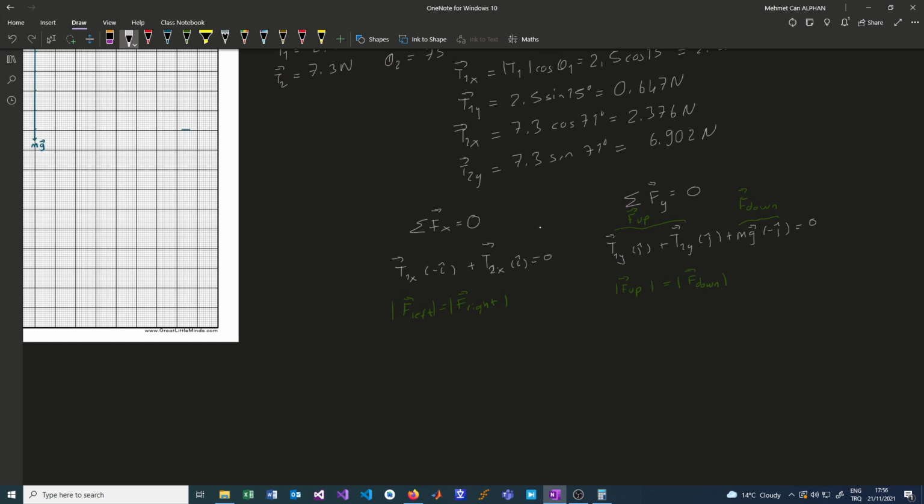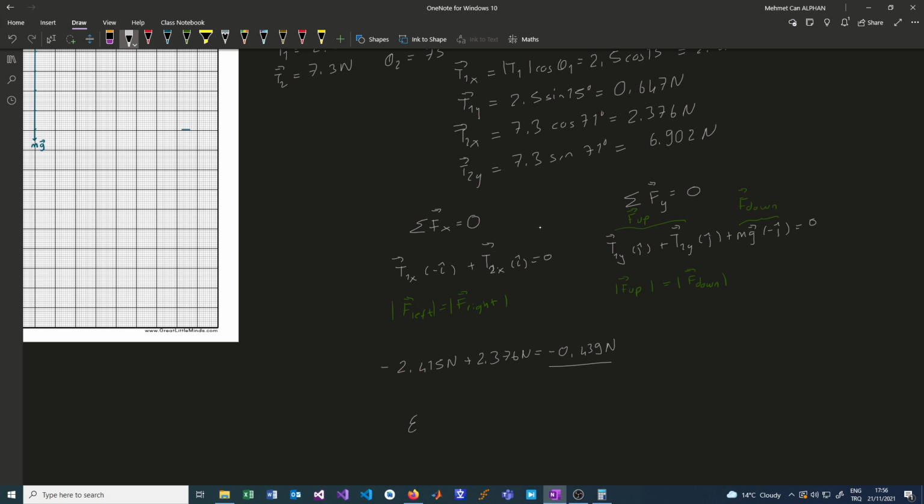So what is the T1x? 2.415 Newton in the minus direction plus T2x, 2.376 Newton. So what is the result in here? Obviously it's not 0, right? It's kind of 0.439 Newton, I think. That is the error in the x-axis.